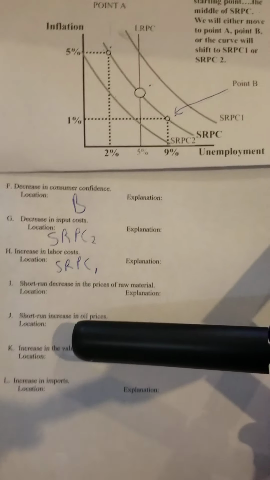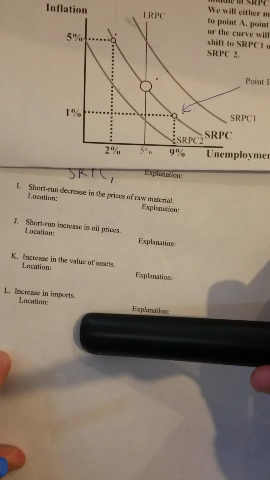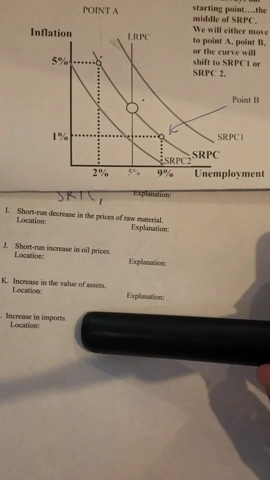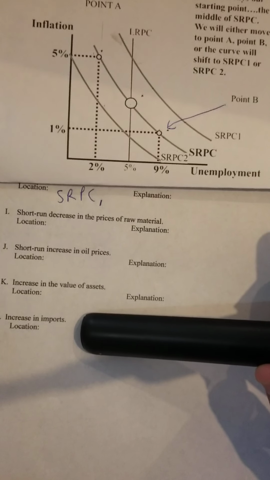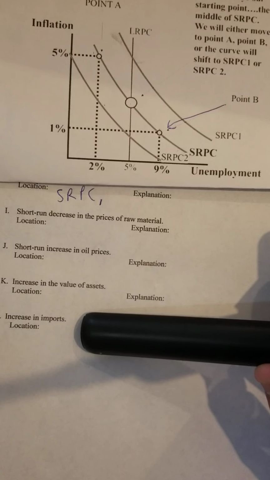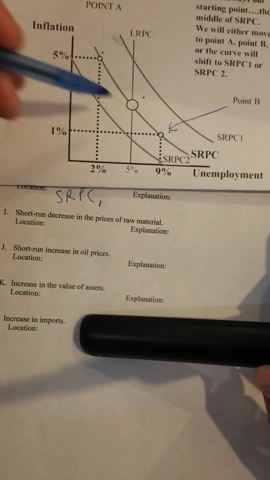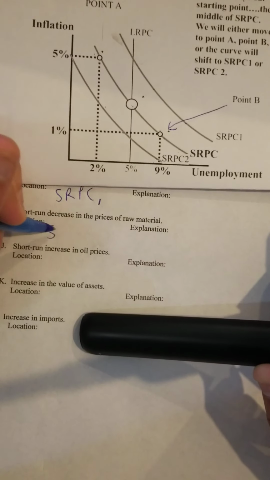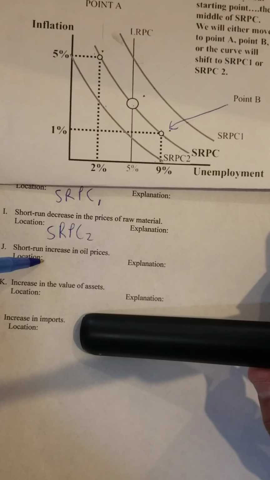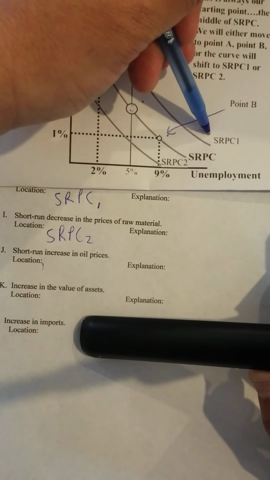Okay, next one. If there's a short run decrease in the prices of raw materials, that's kind of the opposite of one that we did a little ways back. Decrease in the prices, so that's an increase in short run aggregate supply. Okay, so that's going to have a downward movement on both inflation and unemployment, bring us to short run Phillips curve 2. Okay, next, short run increase in oil prices. And of course, I think we know by now that one's going to make everything more expensive and cause unemployment.